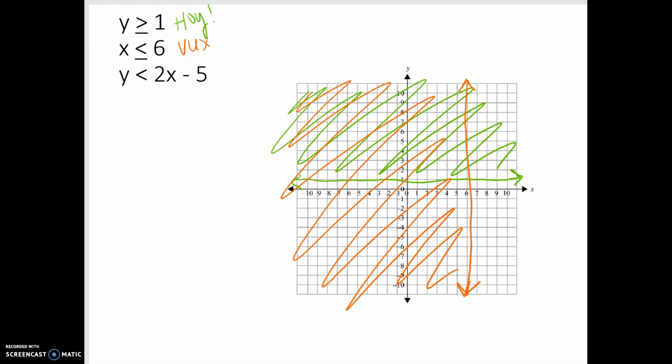Okay, and my last one, I have y is less than, so this one is actually dashed. Okay, y is less than 2x minus 5. So starting at a -5, I'm going to go up 2 and over 1, remembering that this one is dashed. And it says it is things less than that line. So things that would be less than that line.